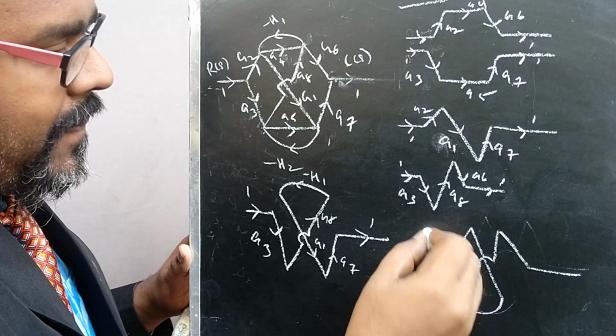Just look if there are any other forward paths or not. No, we have done everything. So the next step we need to do is to calculate the forward path gain. So here it is P1, here it is P2, here it is P3, here it is P4, here it is P5, and here it is P6. So once we have calculated all this, what is the next step?